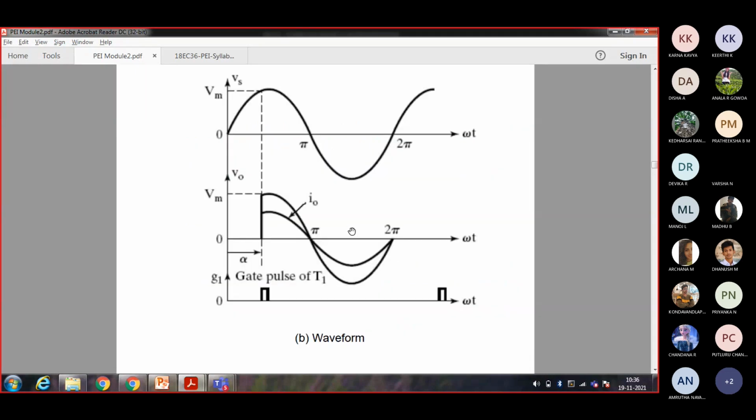So see here, the triggering angle matters in the first half because the thyristor has to work. In the second half, the diode is going to work. Here the gate pulse has been given so that the thyristor will work; until then it will not work. In the negative half you cannot control because the diode is working. The diode is forward biased and conducts.